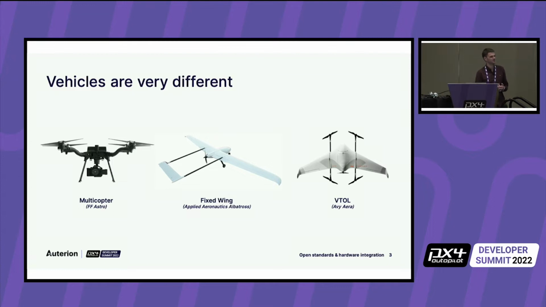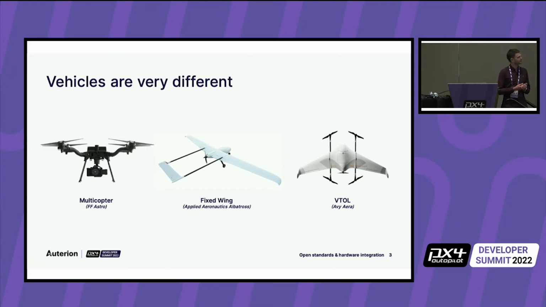Maybe you know, but PX4 can run on a lot of different drones. So here are 3 examples. There's a multicopter, this is a FreeFly Astro. There's fixed-wing planes, for example here the Albatross. We have VTOL planes, but we have all kinds of other airframes as well, or not even airframes, just vehicles. We have submarines, we have rovers, we have all kinds of mobile robotics applications.